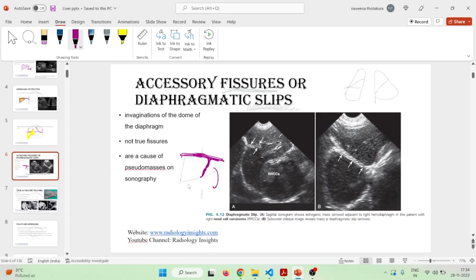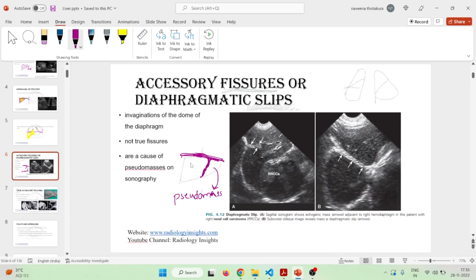Whenever a small area of liver is separated because of this fissure, this area is called a pseudo mass on ultrasonography. That means when we put the probe in the right hypochondriac region to look at the liver, if the liver is completely present, it's fine. Even if the liver is partially present, we take into consideration that liver is present. If such a mass is present, it is seen as a mass on ultrasonography, but it is not a true mass. It is not a true tumor or any type of growth.